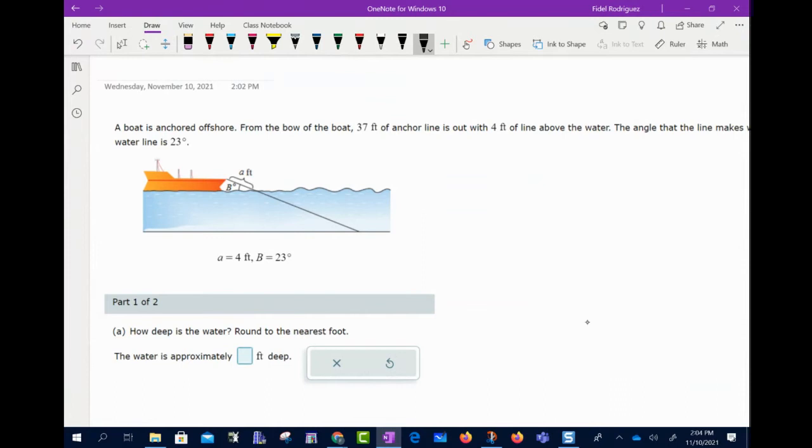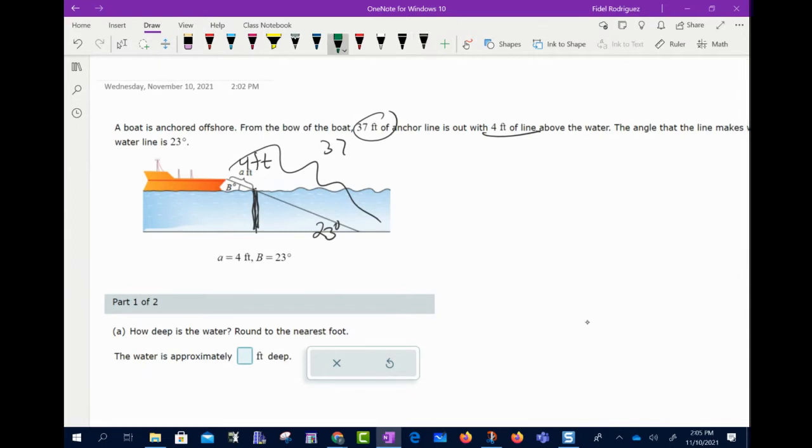Get my pen going. Okay, so y'all, I'm trying to find this value right here, right? And we know that our angle B is 23 degrees. Y'all agree with me that that angle right there is the same thing as angle B, that that's also 23 degrees? Okay, and since we are trying to find this value right here, we also know that the entire length of that line is 37 feet, and it tells me that 4 feet is going to be this part, so that's going to be 4.